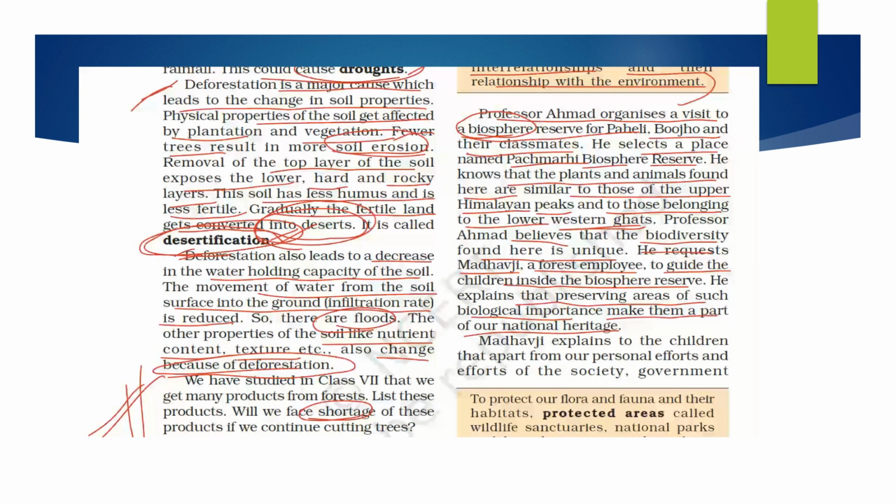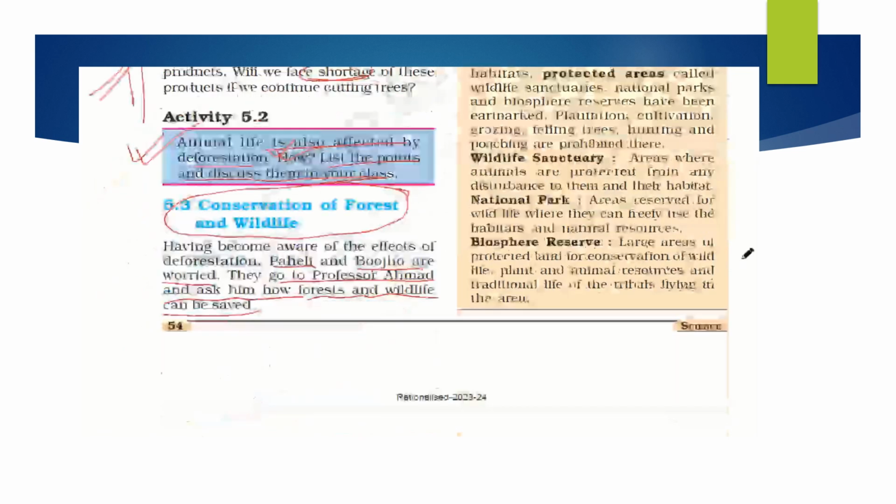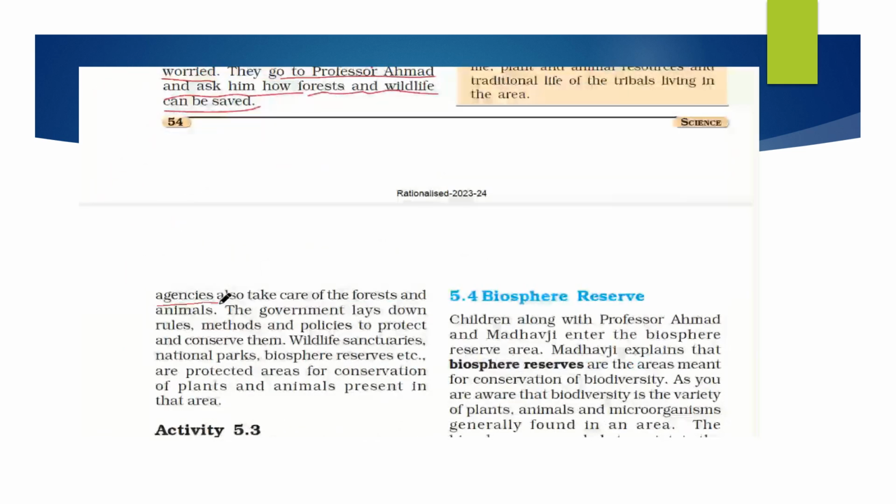Now Madhavji, what is he explaining? Now Madhavji explains to children that apart from our personal efforts, the efforts of the society, government agencies also take care of the forests and animals. So there are several agencies. Government is also taking care. The government lays down the rules, methods and policies to protect them and conserve them, right? So wildlife sanctuaries, national parks, biosphere reserves, etc. are protected areas for conservation of plants and animals present in that area.